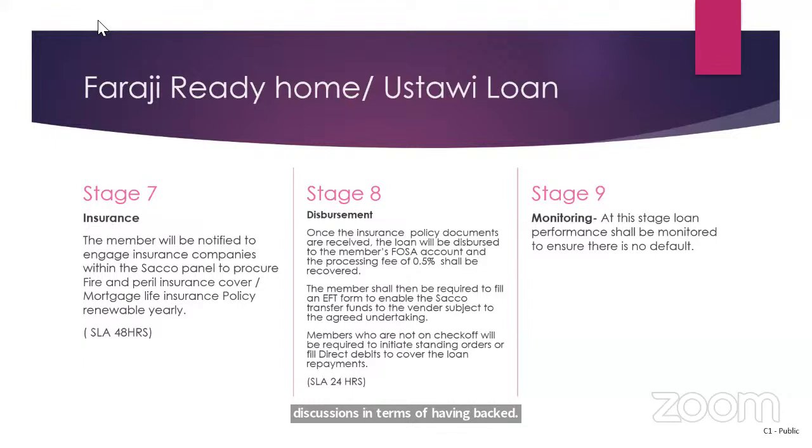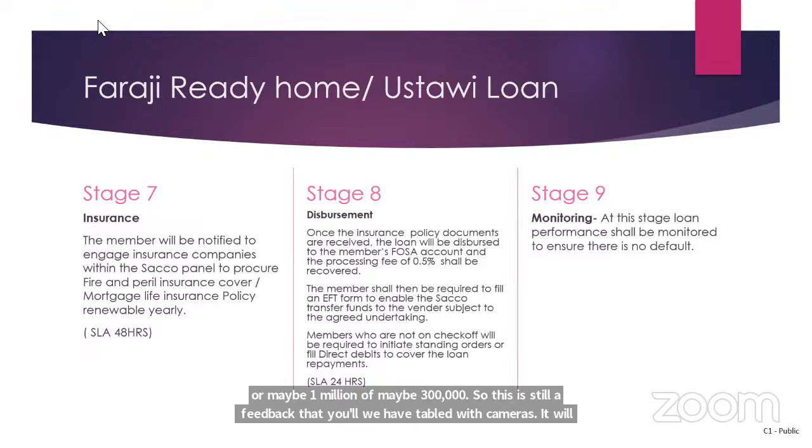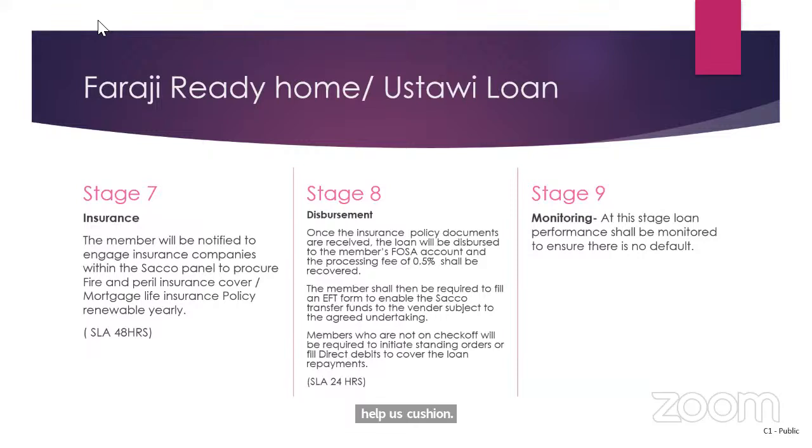For example, if we issue a loan of maybe 1 million, and they give us a guarantee of maybe 300,000. This is still feedback that we have tabled with KMRC to help us cushion ourselves when we're lending to such members. So currently, for members who don't have a consistent cash flow, or cash flow that is registered, maybe formal, if I may say so, we don't lend. But there is something in the pipeline being looked into, especially with the government, so that such members can be included in the affordable housing agenda.